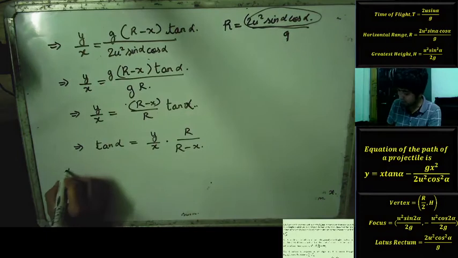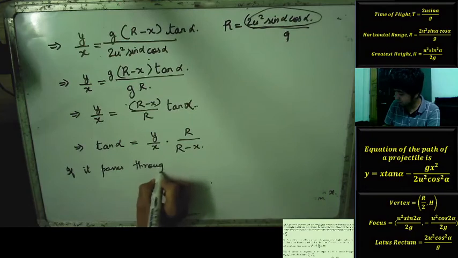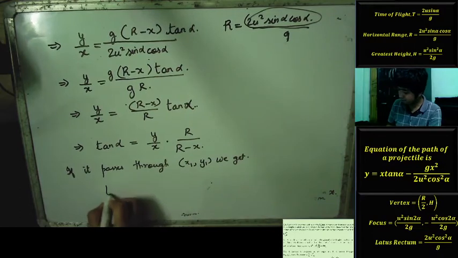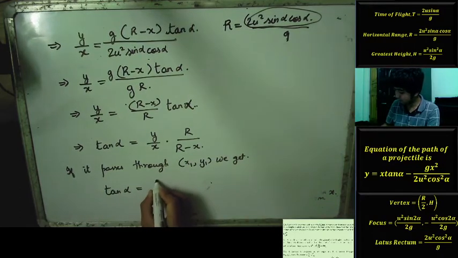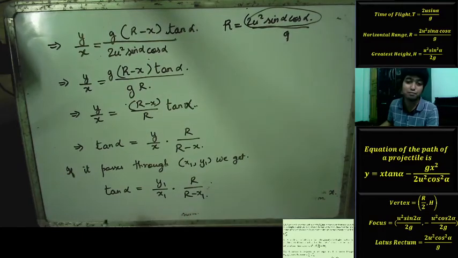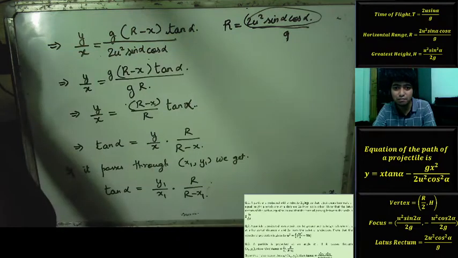So if it passes through x1, y1, we get tan alpha equal y1 by x1 times R by R minus x1. So this solves the first part of the question. The first part of the question is very easy. So now let us do the second part. Show that if it also passes through x2, y2, then tan alpha equals that expression over there. So what we can do is, it also passes through x2, y2.